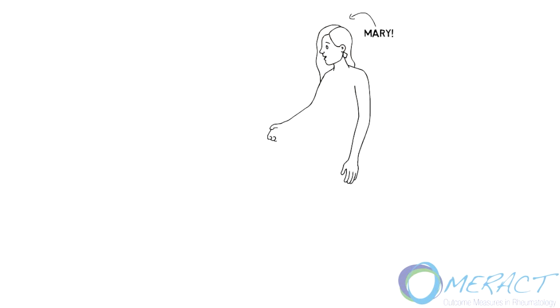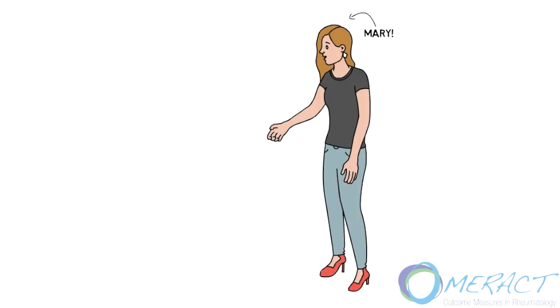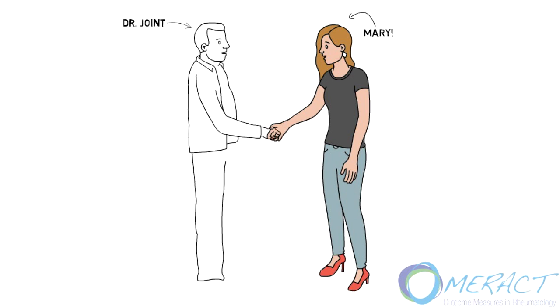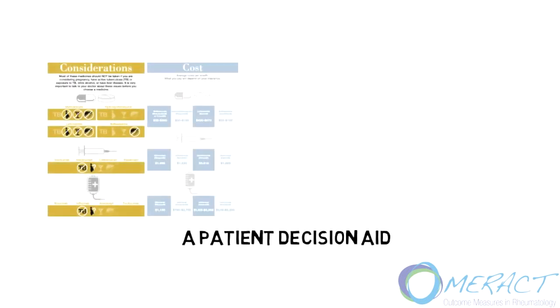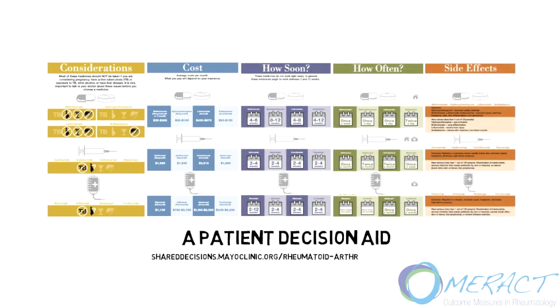Mary is a 50-year-old woman with rheumatoid arthritis. She has been taking methotrexate pills for 3 months. She explains to her rheumatologist, Dr. Joint, that the methotrexate has helped, but she still has morning stiffness and joint pain in the morning for about 45 minutes. She has frequently missed work in the last month. Dr. Joint suggests to Mary to use a tool called a patient decision aid. This will help them decide if they need to consider other treatments, to review information on these treatments, and to help her share what matters most to her.